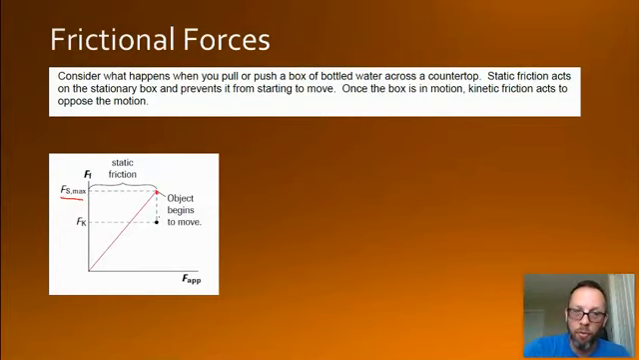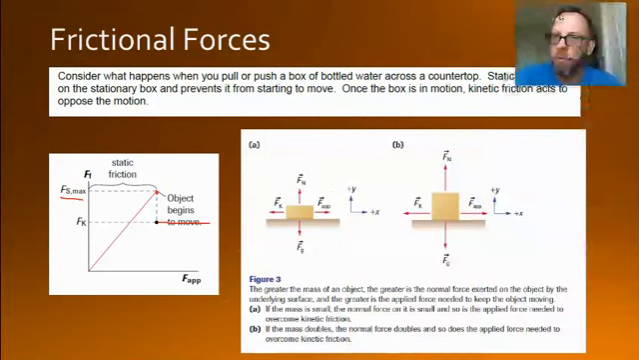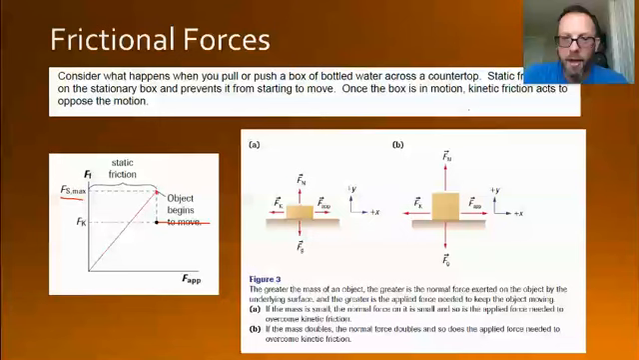Once it starts to move, what you hopefully saw in your grade 11 course is that you still have a friction force, but in most situations, that friction force while it's moving is less than the maximum static friction force. We call that the force of kinetic friction. I'll just move my image up here for now.